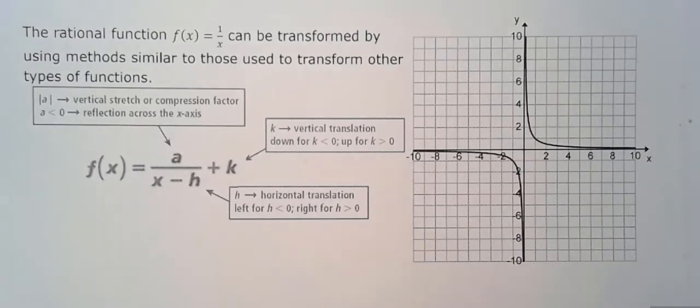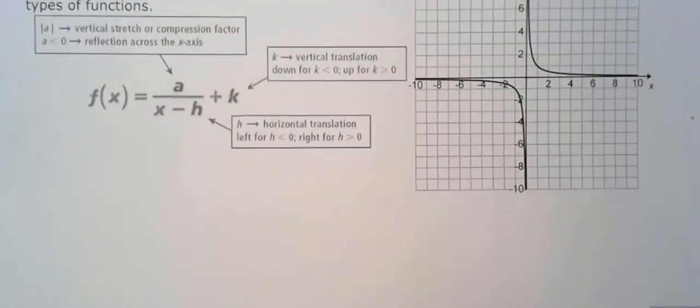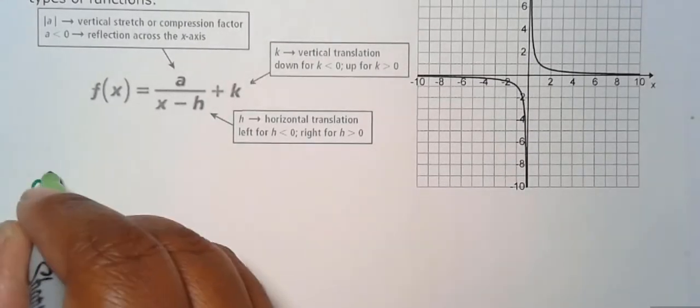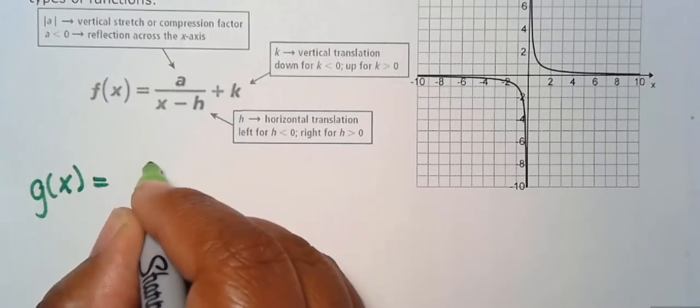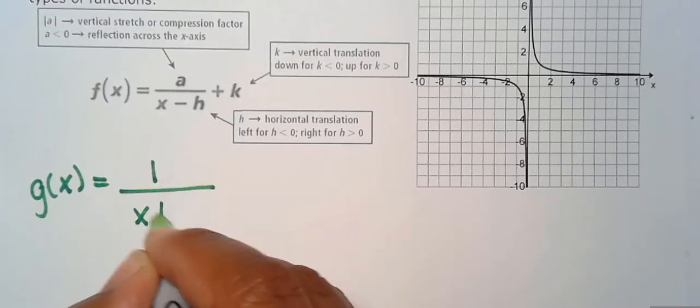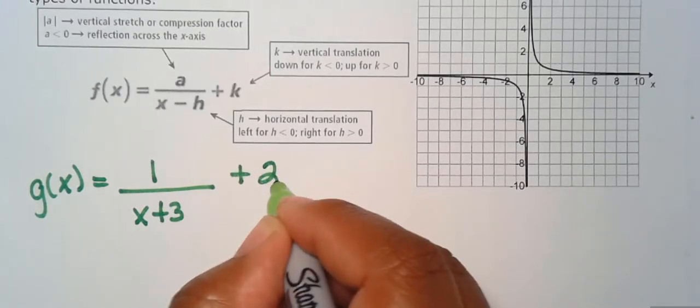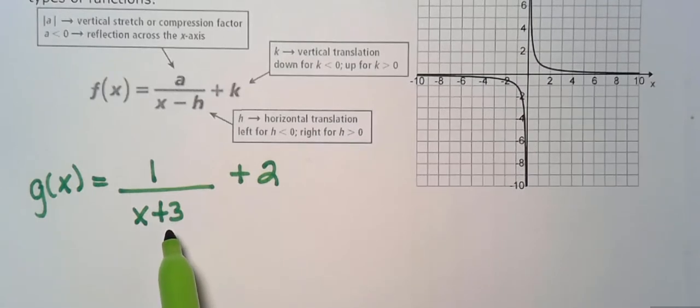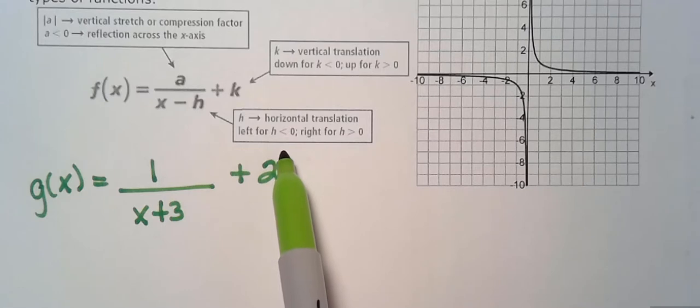So for example, we have here g of x is equal to 1 all over x plus 3 plus 2. Now, when we talked about the horizontal shift before, when we talked about quadratic functions and square roots and absolute value, we would always have to go in the opposite direction. But when it comes to rational functions, if the number is negative, you go to the left. If the number is positive, you go to the right.